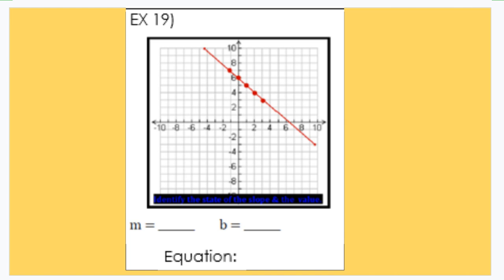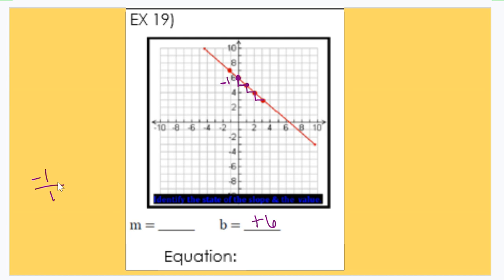Example 19. For this one, we have it going downhill, so we know it's a negative slope. Let's go ahead and find our y-intercept. Follow the y-axis up until we reach the line of intersection, and it looks like positive 6. Now we're going to count our rise and run to the next point. It is a negative, so we're going to go down 1. What number represents that? Negative 1. And right 1. Down 1, right 1.